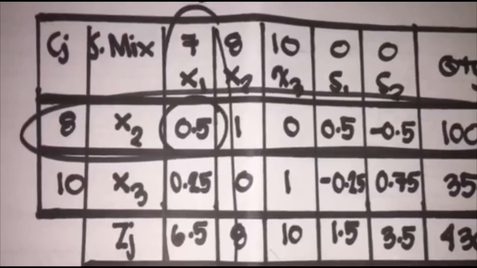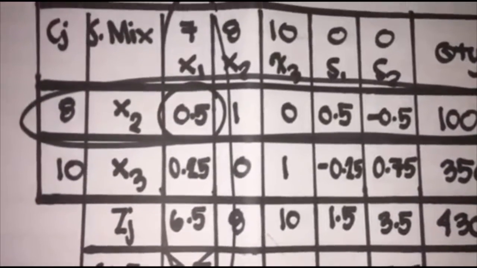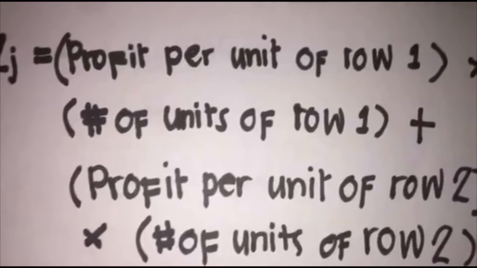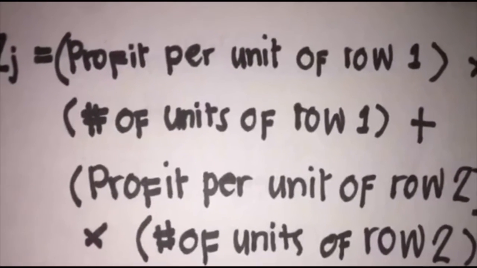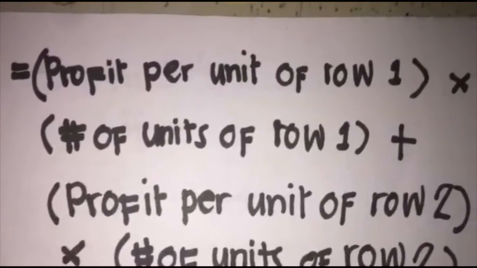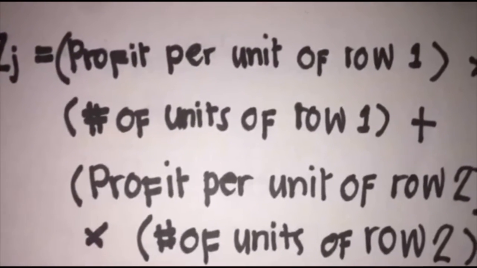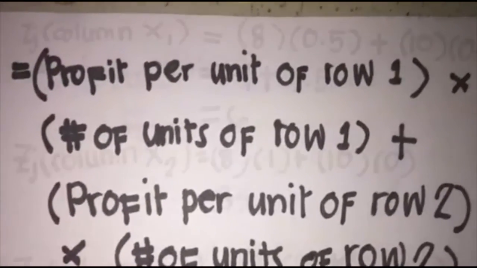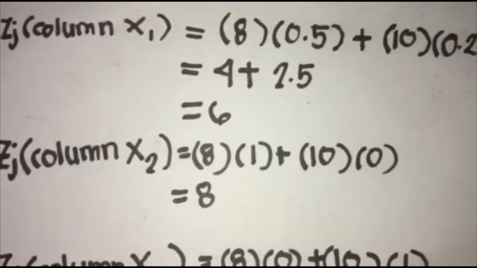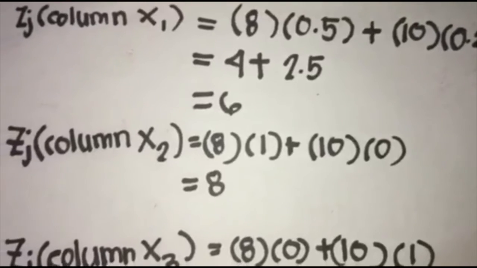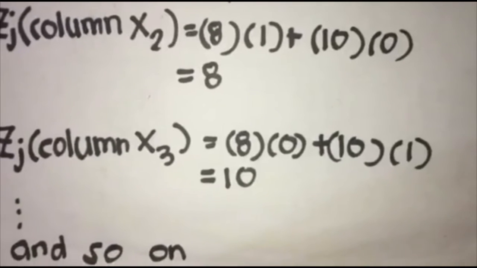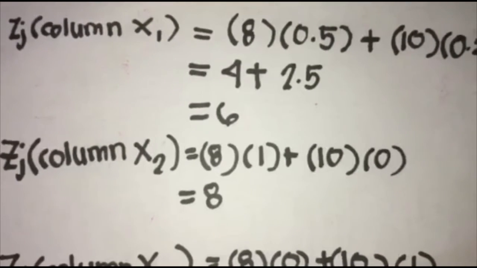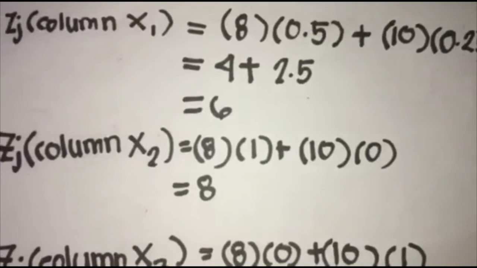Now we will compute the ZJ and CJ minus ZJ rows. So ZJ is equal to the gross profit, so the formula would be profit per unit of row 1 multiplied by the number of units of row 1, plus profit per unit of row 2 multiplied by the number of units of row 2. So we will compute first for column X1: 8 times 0.5 plus 10 times 0.25. It will give us an answer of 6. For column X2, 8 times 1 plus 10 times 0 would be equal to 8, and so on.